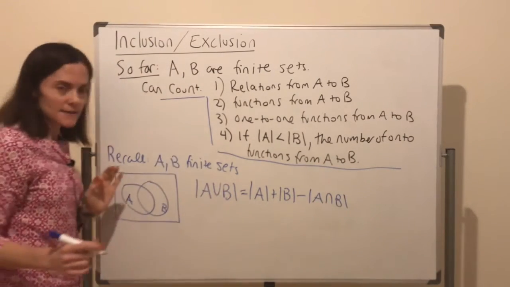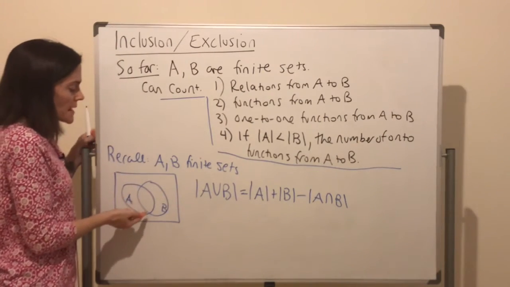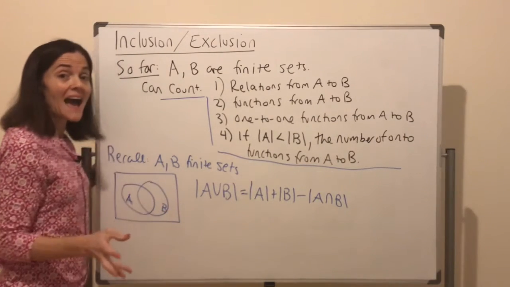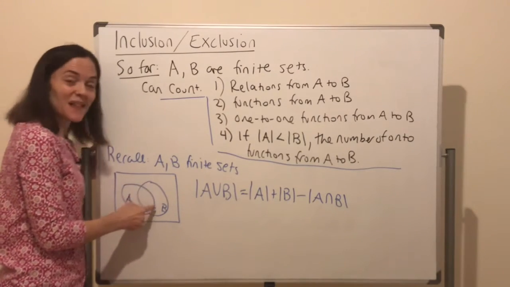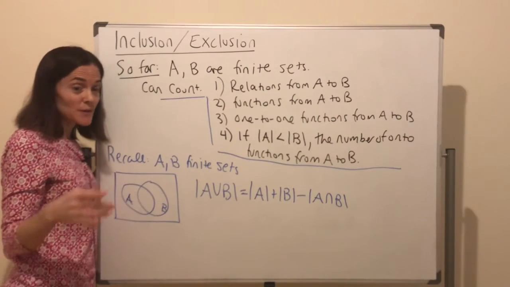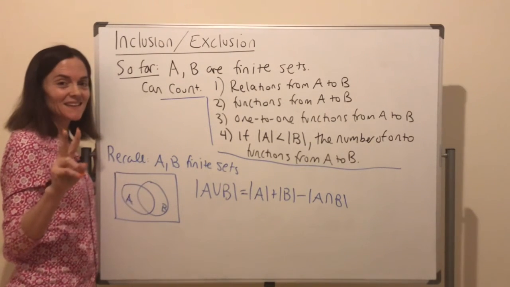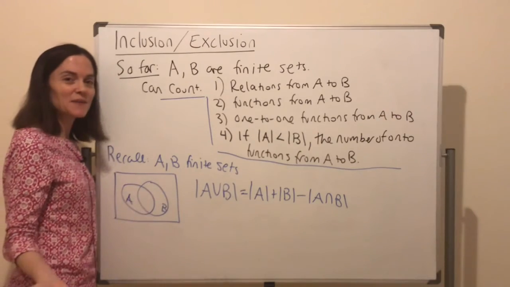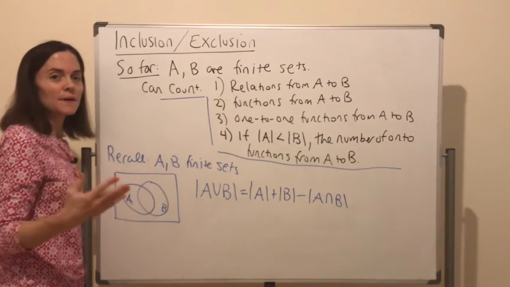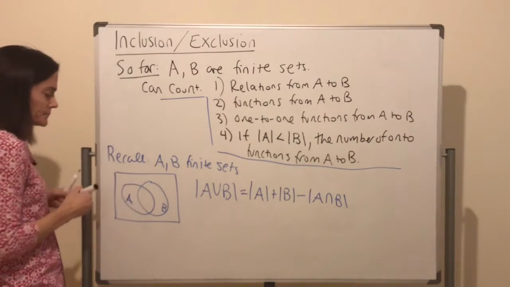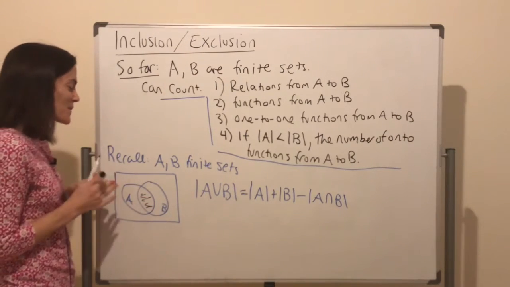And this we discussed, okay? How do we get this formula? Well, you think about adding, right? You add up all the elements of A, then you add up all the elements of B, and you notice when you do this that everything in the intersection has been counted twice, right? Once when you counted A, once when you counted B. So you must subtract off everything in the intersection one time so that everything in here is counted only once. And this is where this formula comes from.